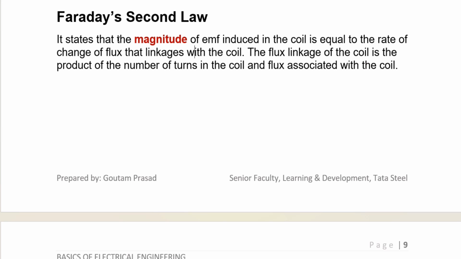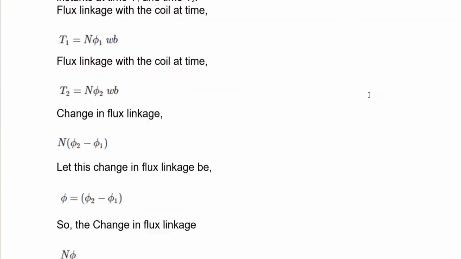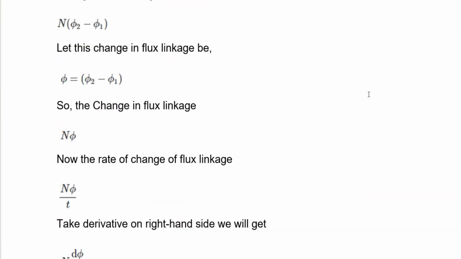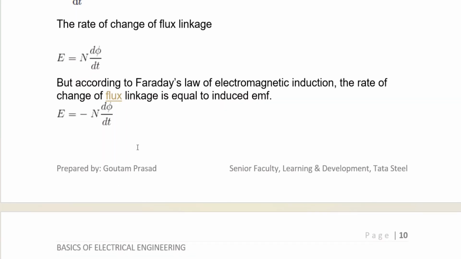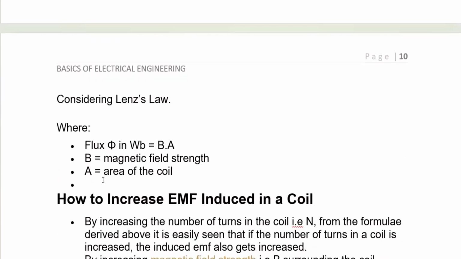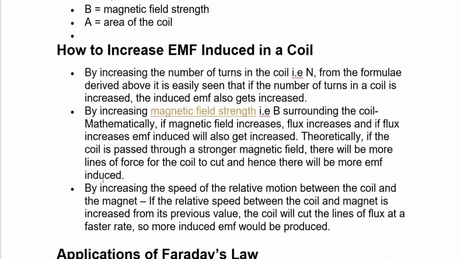So it states that the magnitude of the EMF in the coil is equal to the rate of change of the flux linkages with the coil. The flux linkage of the coil is the product of the number of turns in the coil and the flux associated with the coil. So two things it is saying, N and d phi by dt. It is the product of both N and d phi by dt as shown in this equation. And there is a negative sign, as I explained, because of Lenz's law, that the polarity is such that it opposes the very cause producing it.